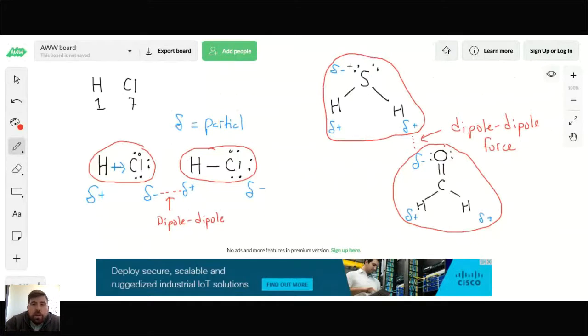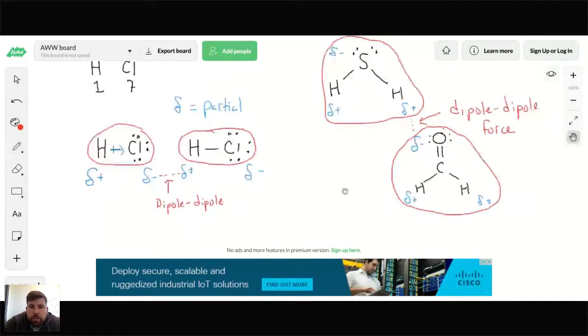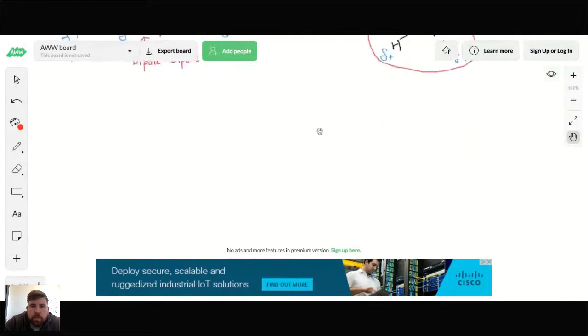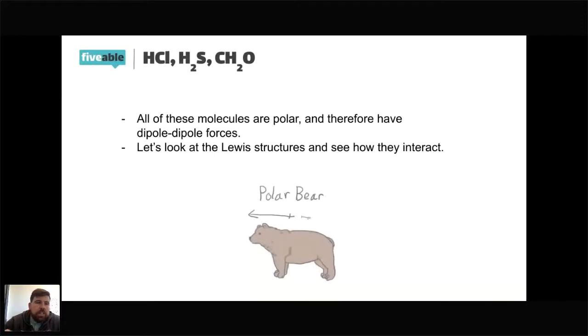Excellent. Alrighty, cool. So we're going to slowly move away from dipole-dipole forces, but before we do, we have a very special type of dipole-dipole force. We're going to switch back to my slides here, nice and big again. So once again, we're still on our HCl, H2S, and CH2O. All of these, because they're polar molecules, have dipole-dipole forces. So let's go ahead and move on.